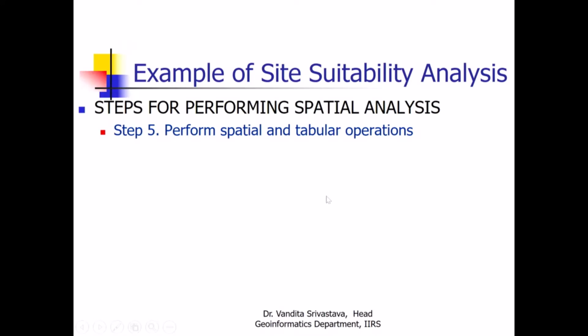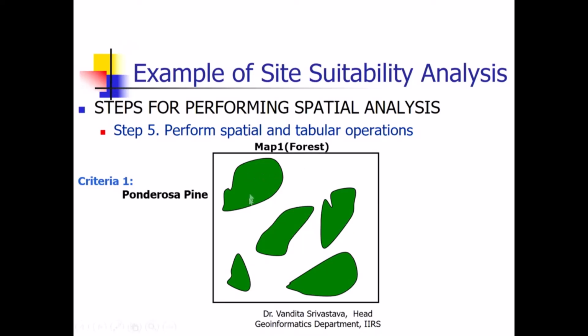So let us say I have a ponderosa pine map which looks something like this. These are 5 patches where the ponderosa pine species is available. This is a vegetation map. Out of that, I have taken out only the ponderosa pine. So I have already done some querying here and taken out this ponderosa pine.